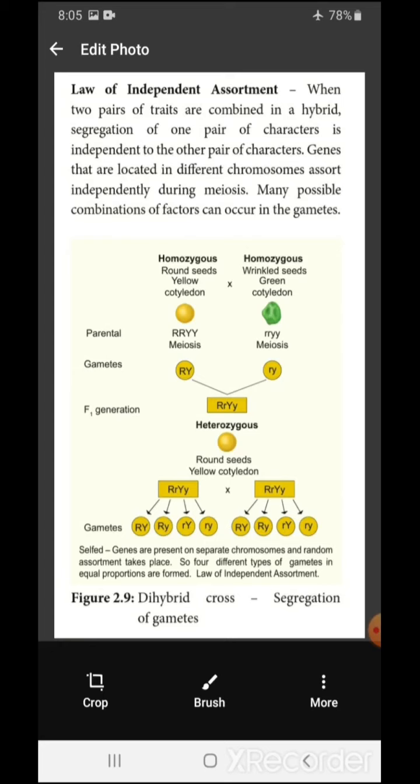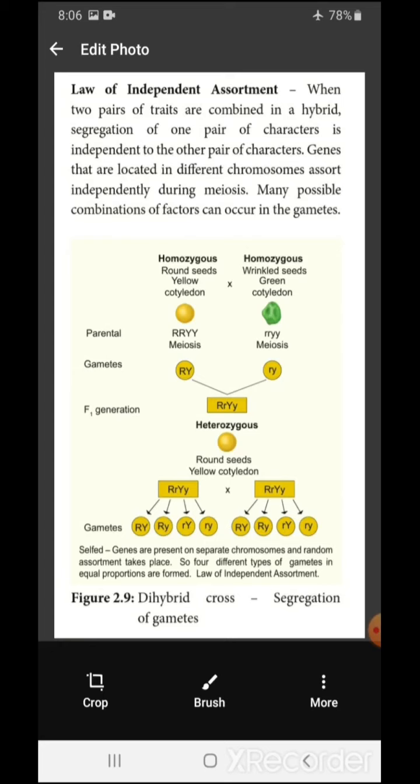What is the F1 generation? We are having capital R, small r, capital Y, small y. So here we know about the F1 generation, all are heterozygous. What's the character expressed here? What is the phenotype? Round seeds with yellow cotyledon, because capital R is dominant and capital Y is dominant. That character expressed in the F1 generation is round seeds with yellow cotyledons.